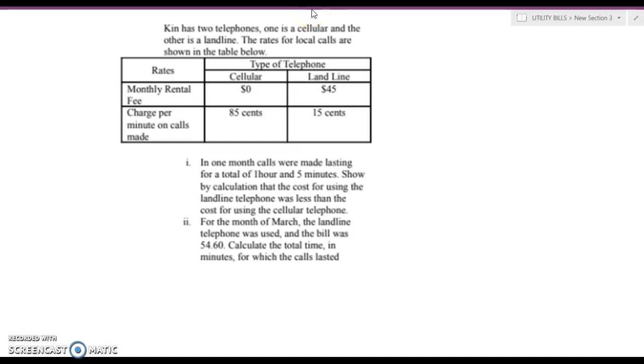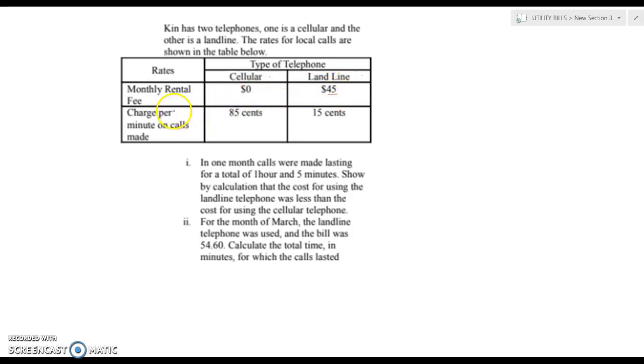So one is a cell phone and one is a landline. The rates for local calls are shown below. So we have a column for cellular, a column for landline. The monthly rental fee: there's no monthly rental fee for the cell phone, but there is a monthly rental fee for the landline.